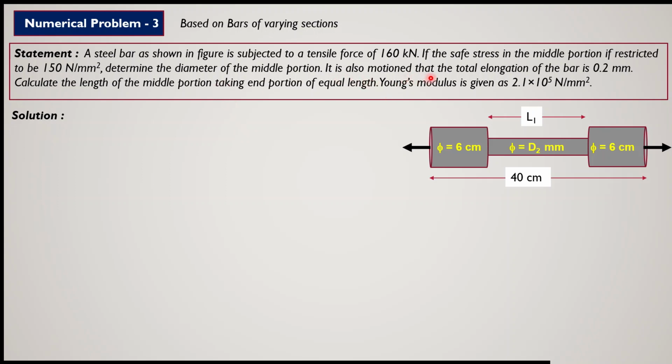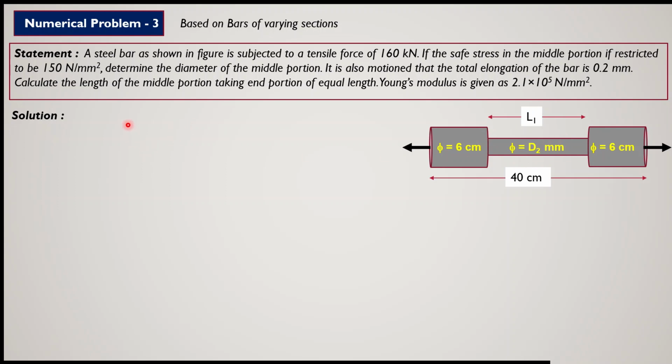It is also mentioned that the total elongation of the bar. Now it is given total length of the bar is 40 centimeter, that means 400 millimeter. And total elongation when it is subjected to some axial force is given as 0.2 mm. So first of all, this D2 is not given, which we have to calculate.